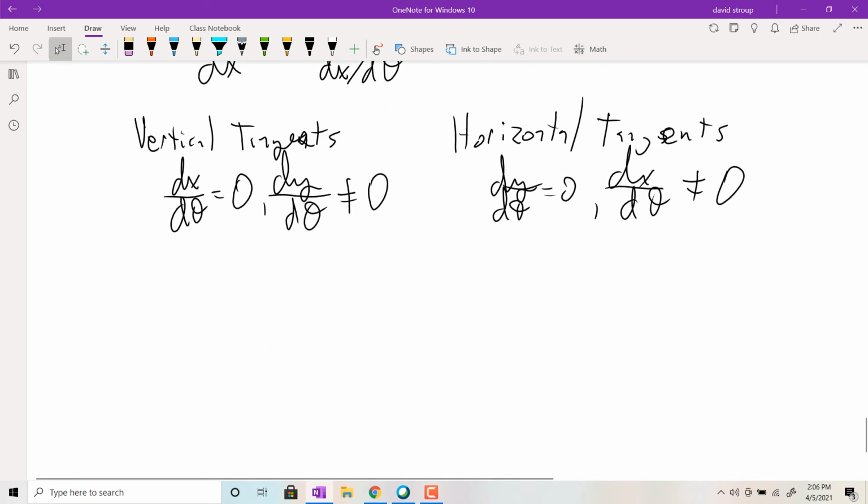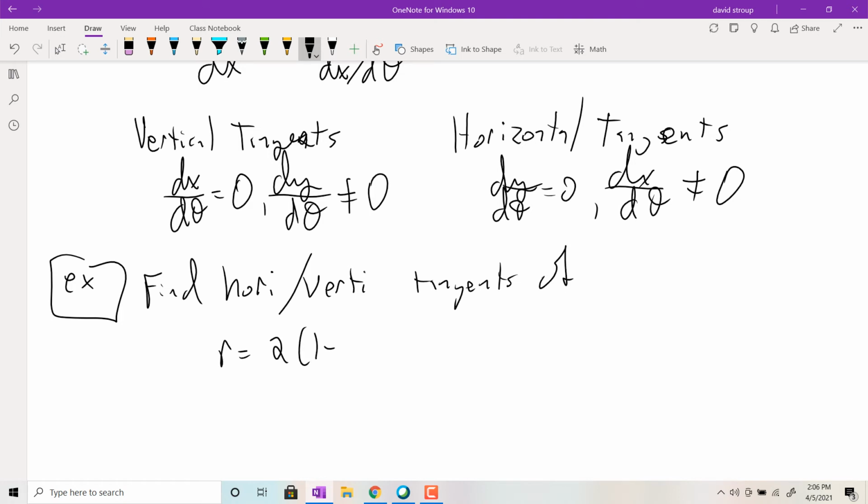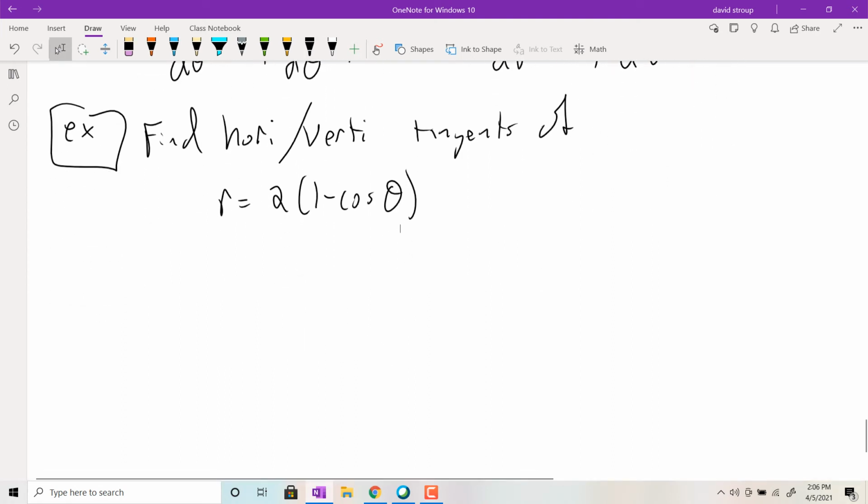Okay, so let's play around with one of these. Take a look at an example. Find the horizontal and vertical tangents. So I'll abbreviate horizontal as hori, and vertical as verti. And the graph we want to work with is r equals 2 times 1 minus cosine theta. And this is one of our snail equations. This one is a cardioid, so it looks like a heart, but we group them all in as snails. Limacons is the French word for snails, and you'll see that word in the book. Okay, but it's a snail.